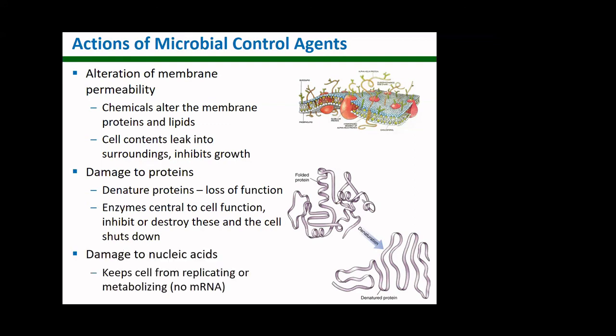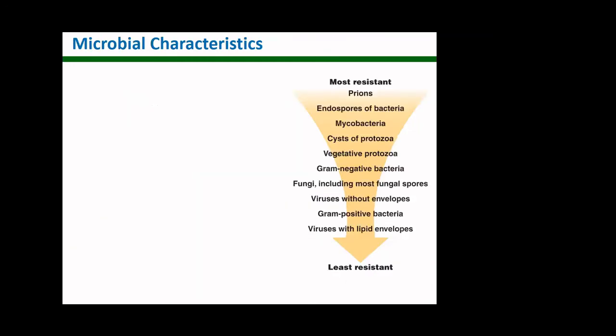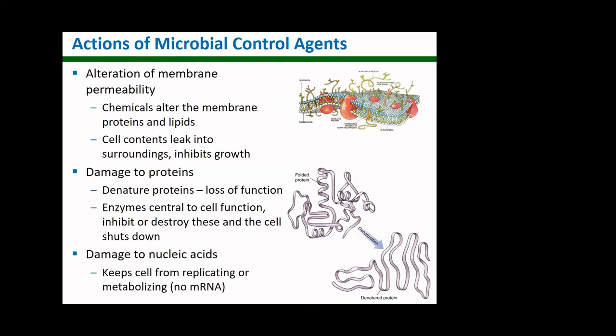Or you can damage the nucleic acids. If you can damage the nucleic acids, you can stop the cells from replicating or making proteins from their genetic material. So three main ways: membranes, protein damage, and nucleic acid damage.